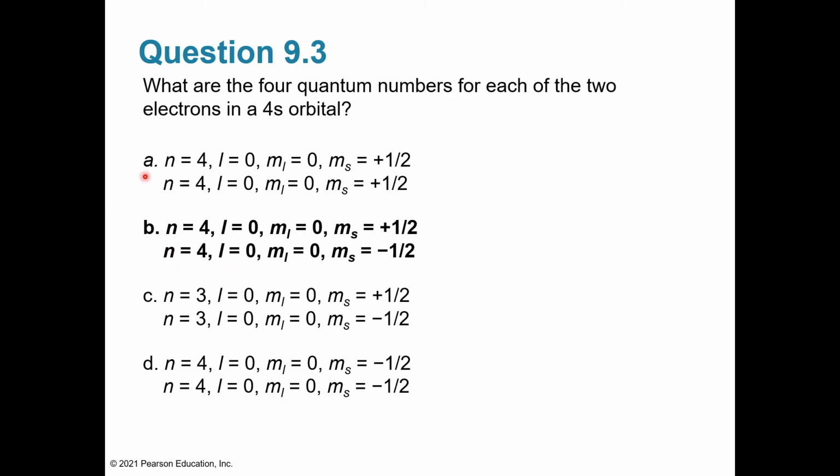Let's take a look at A. This one is no good because both sets are the same thing, so this violates the Pauli exclusion principle. Same thing for letter D. Letter C is incorrect because the n value is incorrect. So our answer is B.